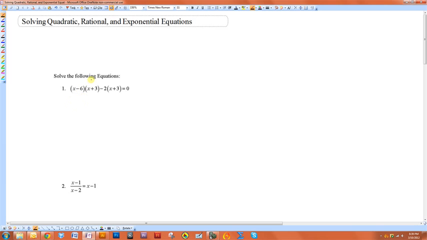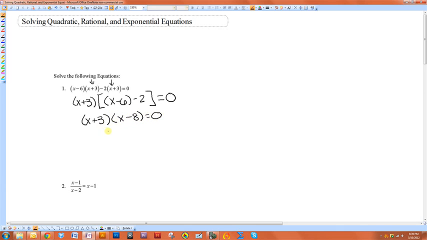But an easier way to do this would be to notice that x plus 3 is a factor in each of this piece and this piece. So I can factor an x plus 3 out, leaving me with x minus 6 and minus 2. Now these parentheses here aren't really serving any purpose, so I can go ahead and combine all these like terms in here, or this one set of like terms, giving me x minus 8.